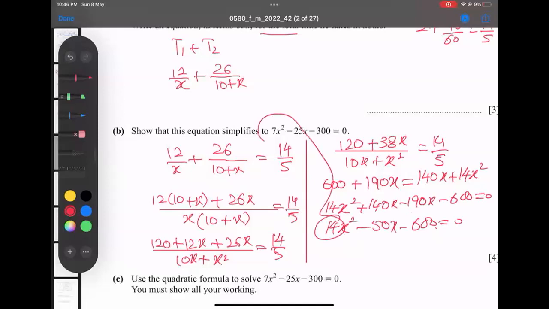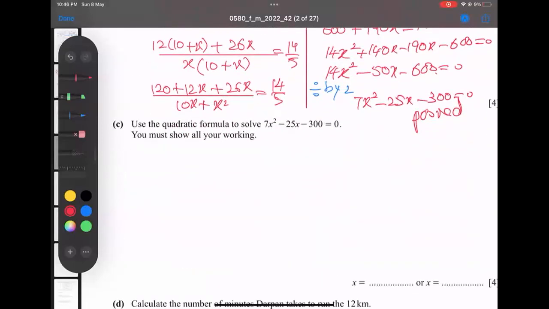But I don't need 14, I need 7. How to convert 14 into 7? So just divide by 2. Whole equation divided by 2. So when I divided by 2, here I got 7x to power 2, and here I got 25x, and here I'm getting 300 equals 0. Proved.